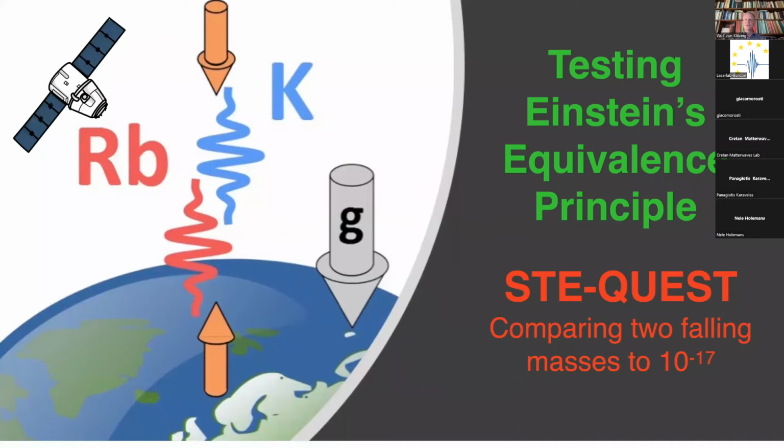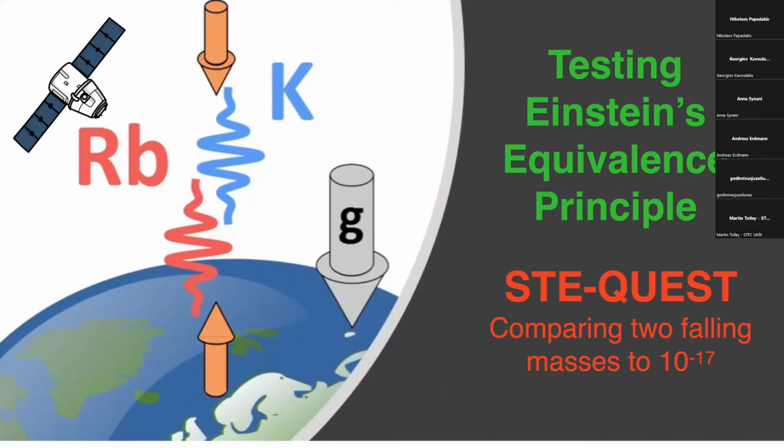But another question is general relativity. So Einstein's weak equivalence principle tells us what Galileo believed in, that if I let two masses fall, even if one is bigger, they will just fall onto the floor. They will be accelerated at the same speed. And so this is what we're going to test in this experiment, STEQUEST, which is a mission proposal which has just been selected for phase two.